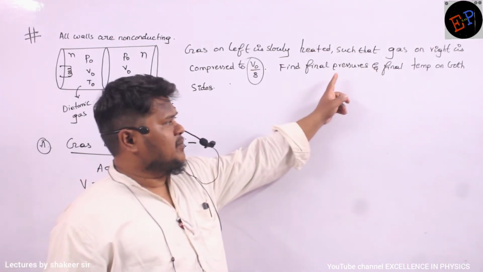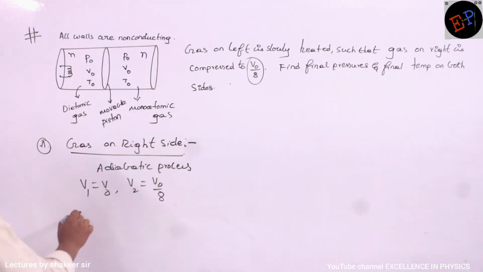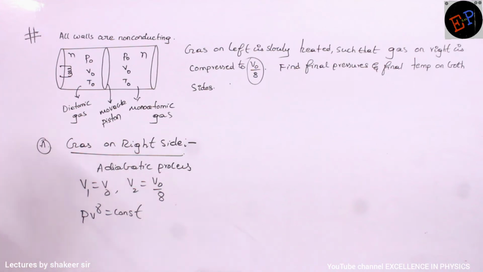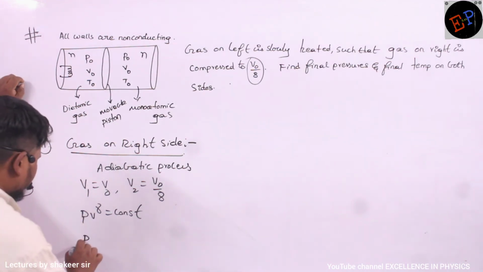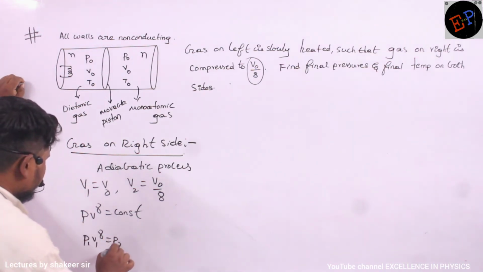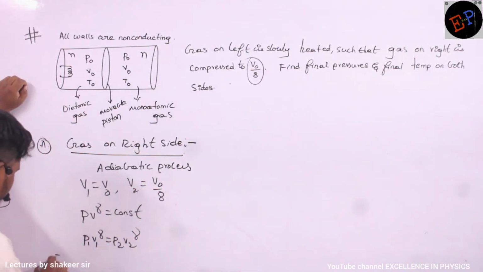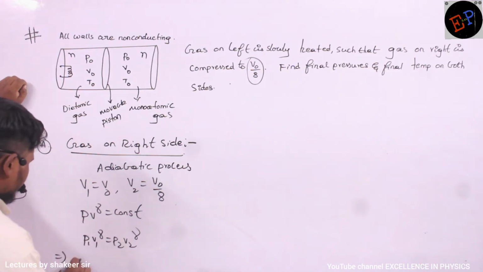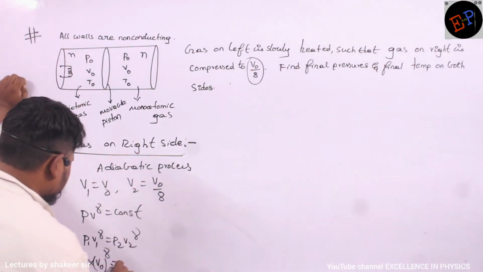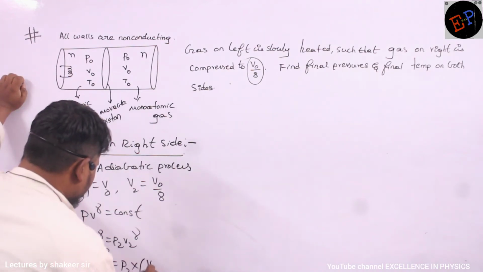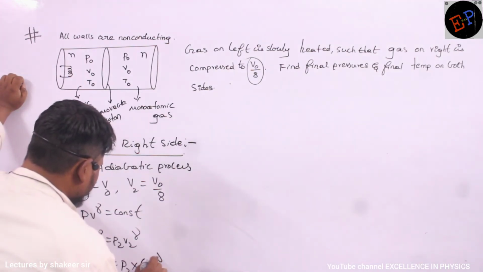So what is the relation between pressure and volume? P V to the power gamma is a constant. This is the relation for an adiabatic process. Now substitute here. P1 V1 to the power gamma is equal to P2 V2 to the power gamma. What is the initial pressure? Initial pressure is P0, initial volume is V0 to the power gamma, equal to the final pressure, which I don't know. And the final volume is V0 divided by 8, to the power of gamma.